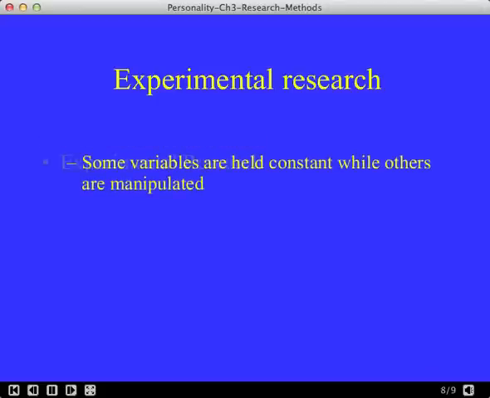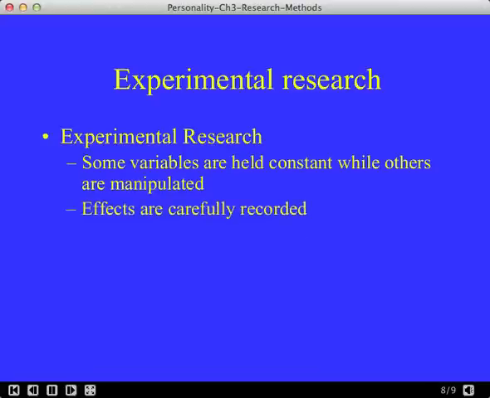Experimental research goes beyond descriptive research and predictions. Some variables are held constant while others are manipulated, and the effects are carefully recorded. One group is a control group, providing a baseline to use in comparing the other groups.